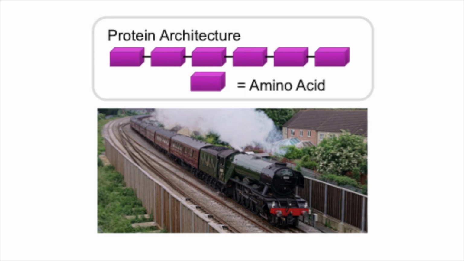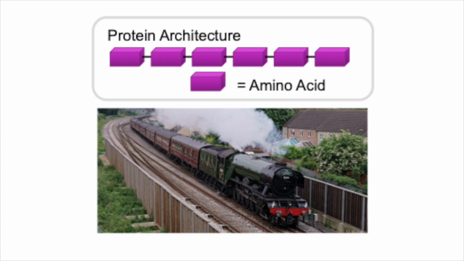Okay, because proteins may be new to some of you out there, I want to take just a minute to talk about what a protein is. Proteins are made up of molecules called amino acids. In this analogy, an amino acid is kind of like a train car, and amino acids link together to form a protein, much like train cars link together to form a whole train.